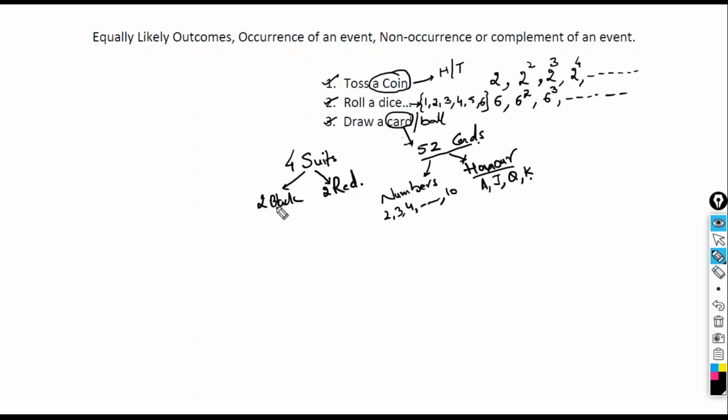So Subhadip, dice is not a part of this. When it comes to black, one is going to be spades and the other is going to be club. When it comes to the red ones, one is going to be hearts and the other is going to be diamond. So they are the total four suits.